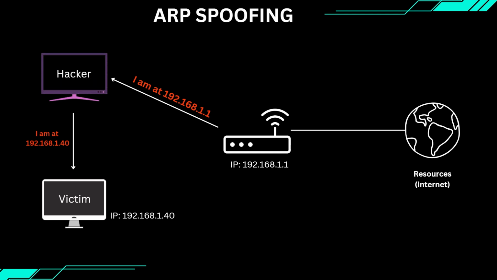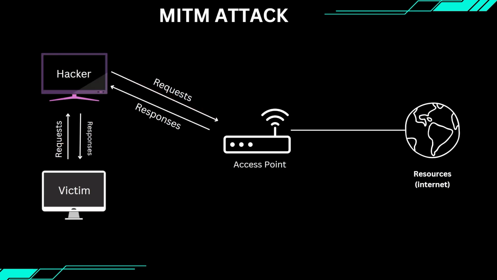As a result, all the data from the victim is routed through the hacker's computer before it reaches the router, and the responses from the router are also sent to the hacker system before they reach the victim. Now that the hacker is in the middle of the communication, they can see all the data flowing between the devices. This could include sensitive information like usernames, passwords, and financial data.